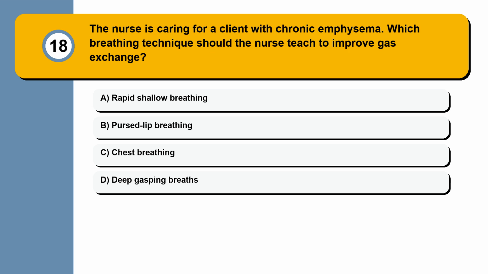Question 18. The nurse is caring for a client with chronic emphysema. Which breathing technique should the nurse teach to improve gas exchange? Rapid shallow breathing, pursed lip breathing, chest breathing, deep gasping breaths.